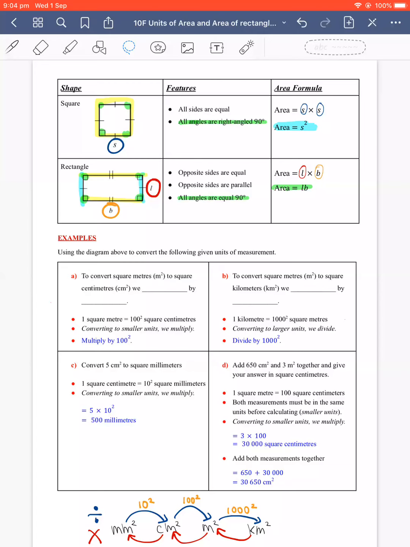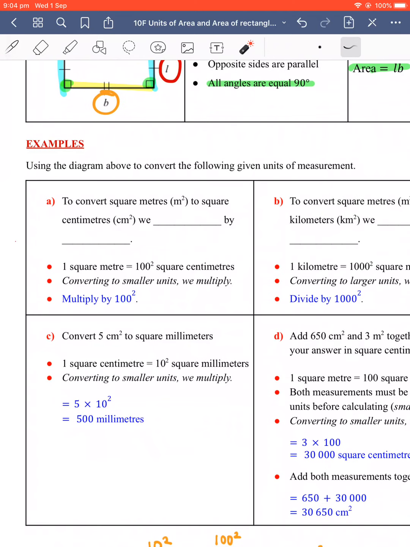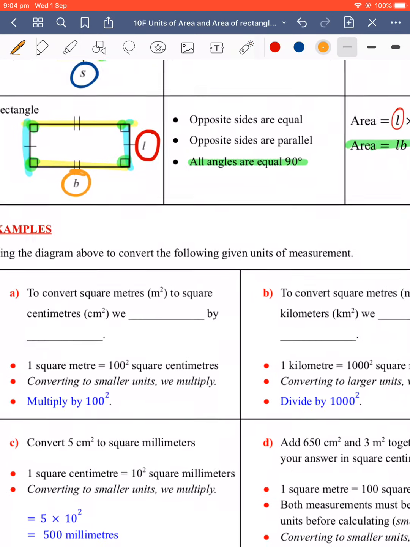Onto our examples now. So we are using the diagram above. I've just made a quick copy below here that you can see. So we can actually convert our units. If I'm starting off with meters squared and I want to go to centimeters squared, I'm going to be multiplying.